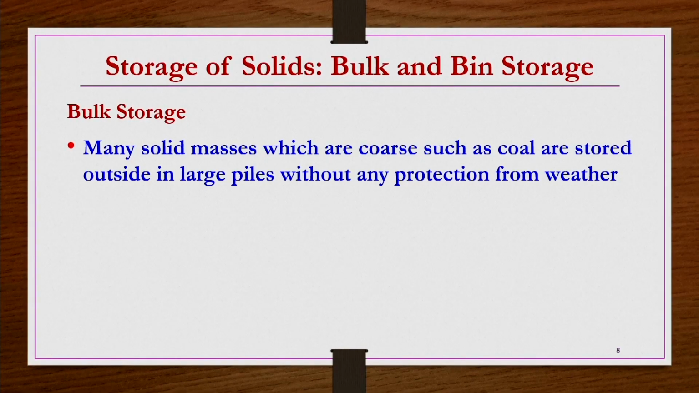Bulk storage: in general, many solid masses which are coarse, such as coal or crushed minerals, that we get from natural resources from the earth, the big lumps, we crush them into smaller particles by primary crushers. Those crushed materials, sometimes directly run from the mines, you can also store outside in large piles without any protection from weather. This kind of bulk storage can be done for such material, where you do not need protection from the weather in general.